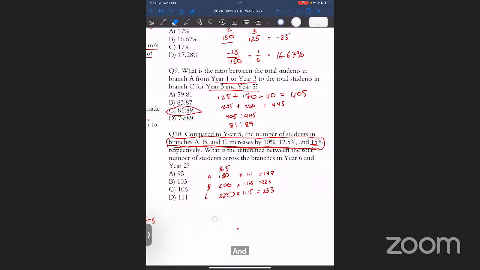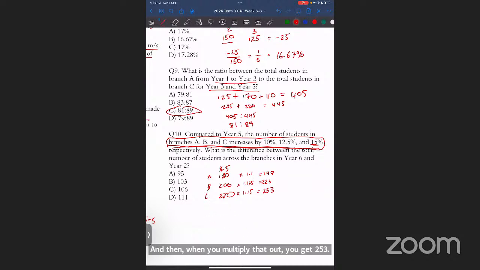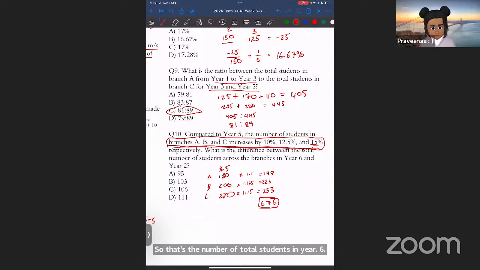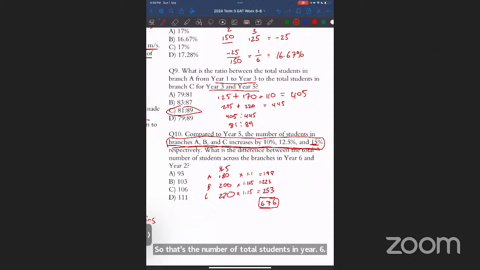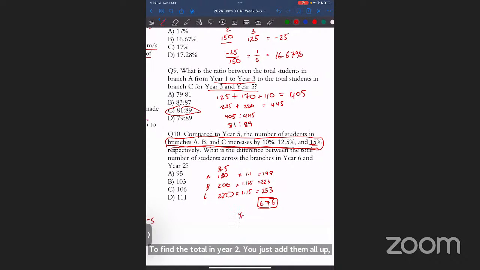So if you add them all together, you get a total of 676. So that's the number of total students in year 6. To find the total in year 2, you just add them all up and you get year 2 total is 570. And if you subtract them out, you get 106.